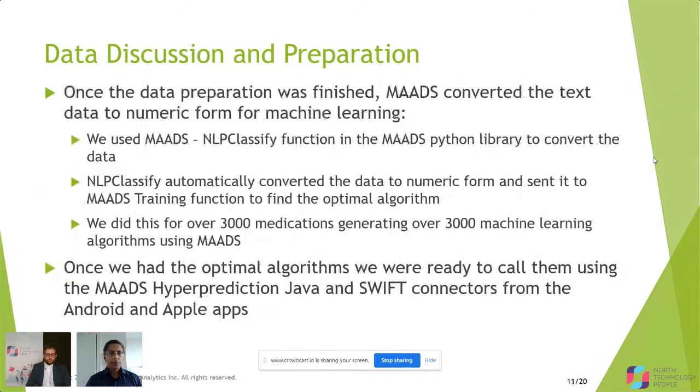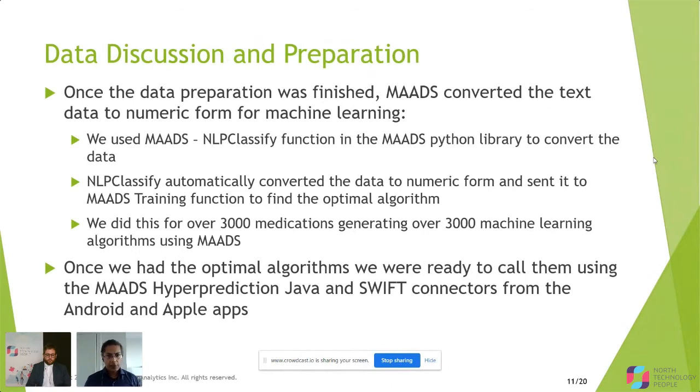Okay, so once the data was prepared and finished, MADS converted that textual data into numeric form. MADS actually comes with a Python library. If you Google MADS Python, you'll see pip install MADS. And we use a function in there called NLP Classify. NLP Classify is a really cool function to take textual data and convert it into numeric form, right? So a machine can look at it and analyze it. And it can do that in a matter of seconds.